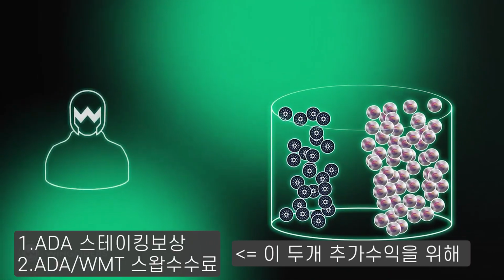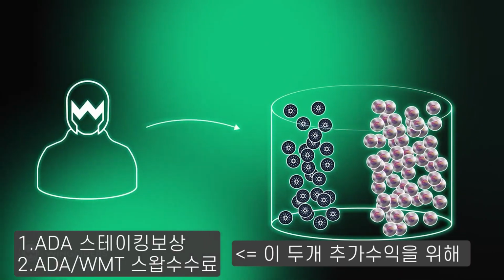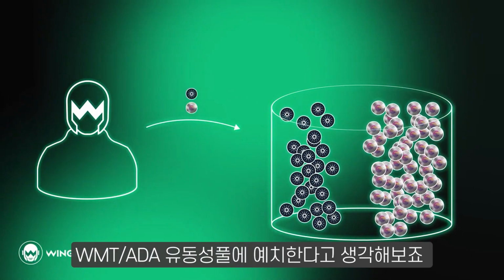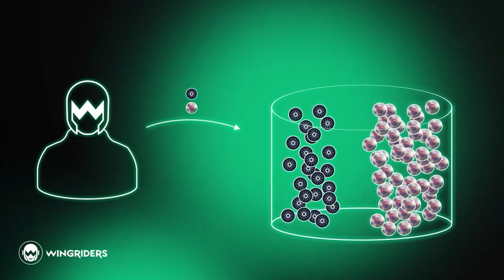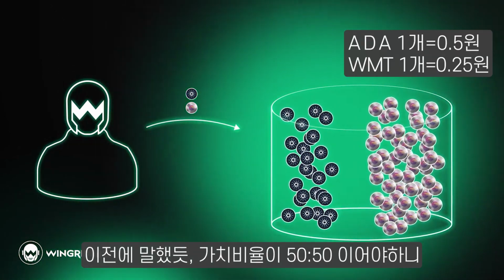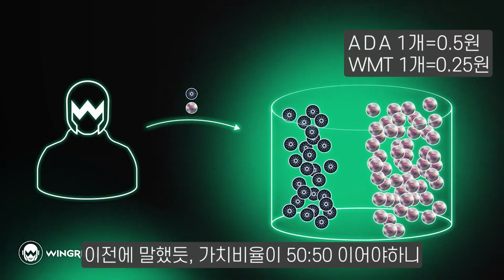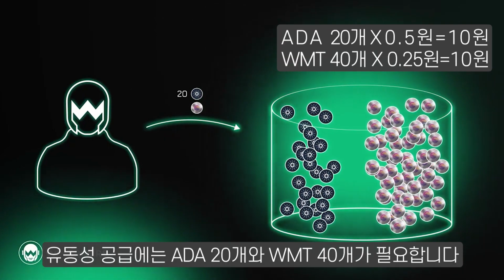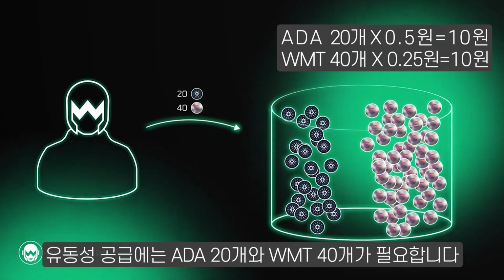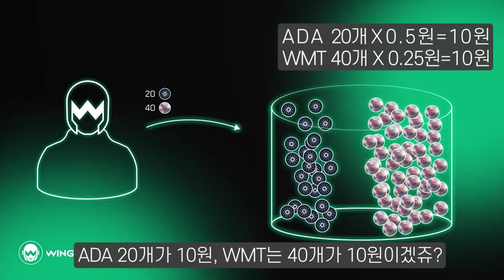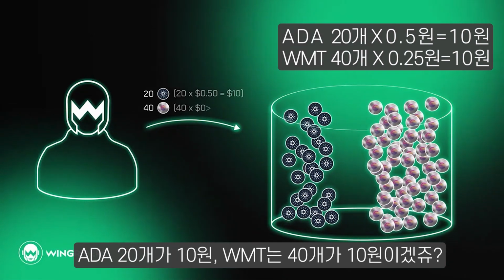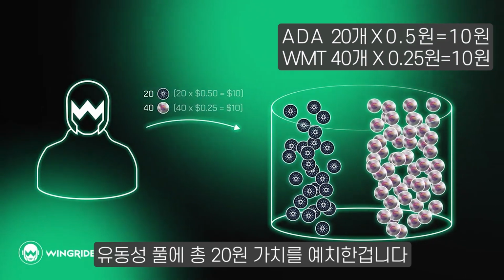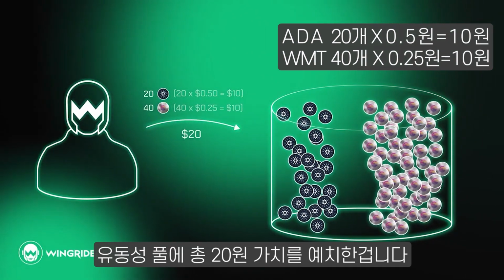Now imagine you, as a liquidity provider, deposit ADA and WMT into the pool to gain from the trading fees and ADA staking rewards. The liquidity you deposit must be also in a 50-50 ratio. So let's say you deposit 20 ADA and 40 WMT. The value of deposited ADA is $10. The value of WMT is also $10, so you provided liquidity worth $20.